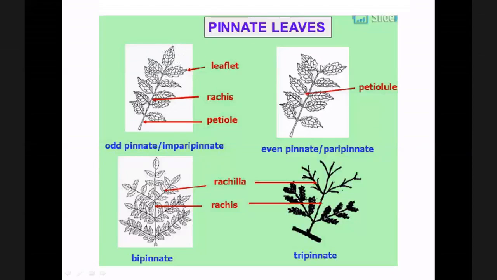Even pinnate, there is no terminal leaflet. That is the difference between the odd pinnate and the even pinnate. If the terminal leaflet is present, then that is odd pinnate. If the terminal leaflet is absent, then that is even pinnate. So now you know the types of leaves.